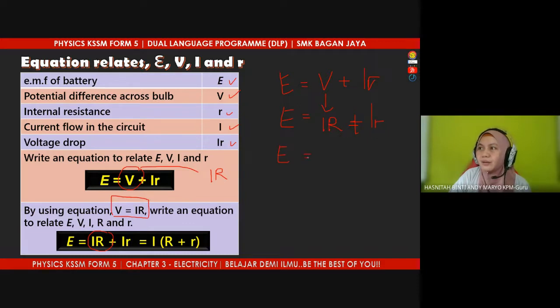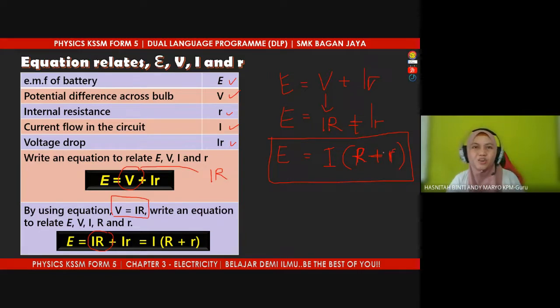So you can bring I outside, then we can put a bracket there: R plus small r. So EMF equals current in bracket, resistance across the conductor plus the internal resistance of a dry cell. Can you see this relationship, how we relate all these parameters through this equation?